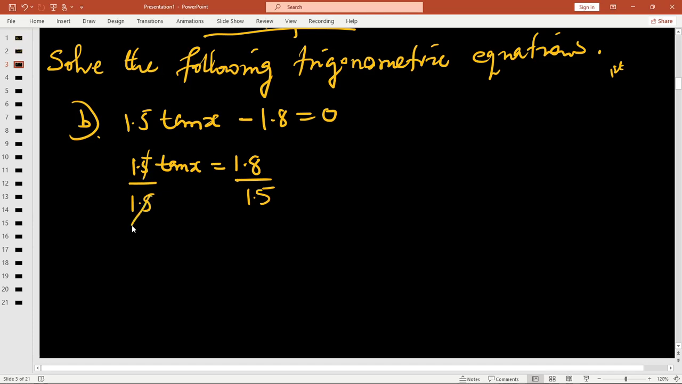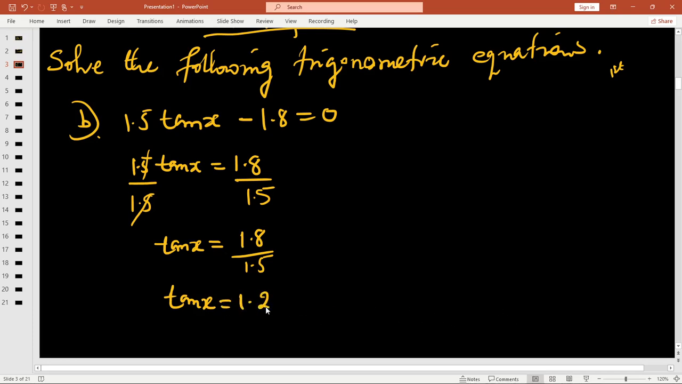Then here we're going to have that tan x is equal to 1.8 divided by 1.5. Let's divide it first, then we talk about what I want to say. So 1.8 divided by 1.5, we're getting 1.2 here. So tan x is equal to 1.2.